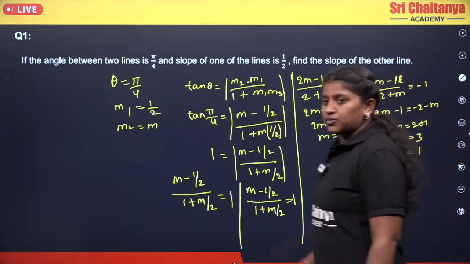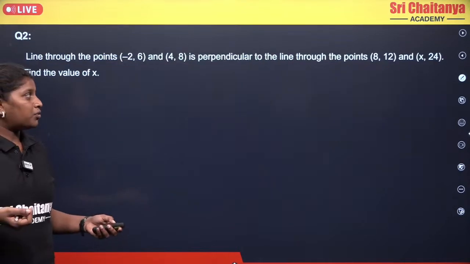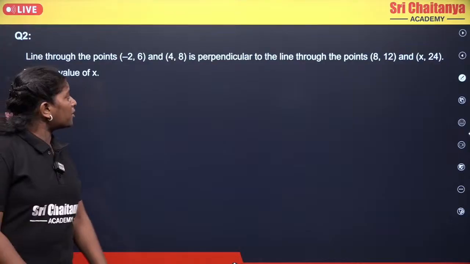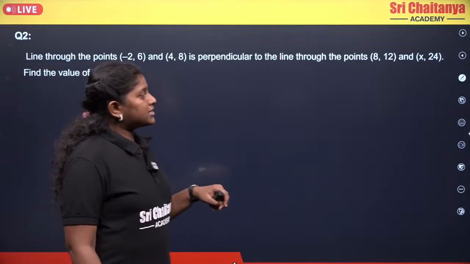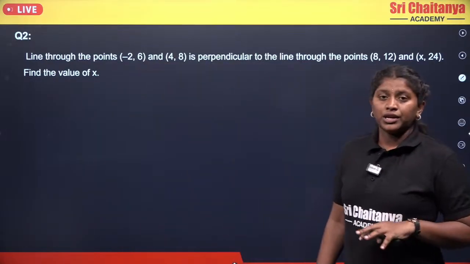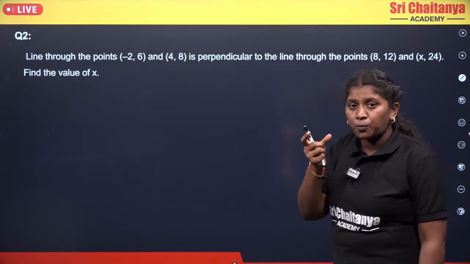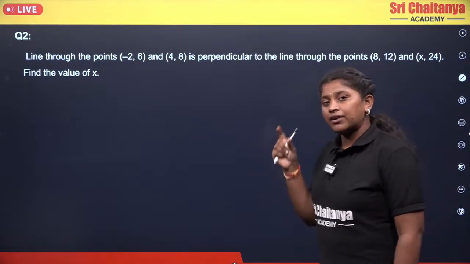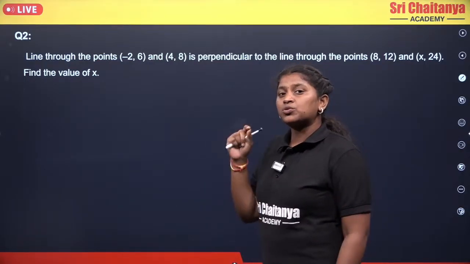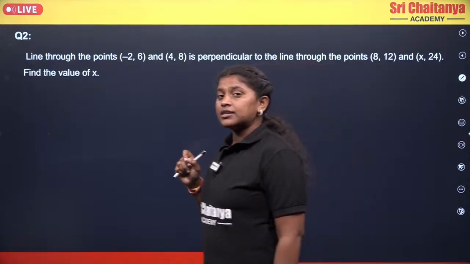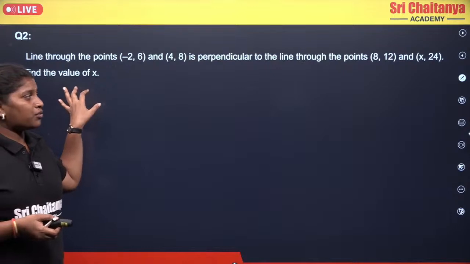Okay, so like this we find the slope when the angle is given and the slope of one line is given. Now moving to the next: the line through the points (minus 2, 6) and (4, 8) is perpendicular to the line through the points (8, 12) and (x, 24). They are asking us to find the value of x. Very easy question, right? They gave two points that lie on line 1 and two points that lie on line 2, and said the lines are perpendicular, and we need to find the unknown coordinate x. Let's see how we can solve this.